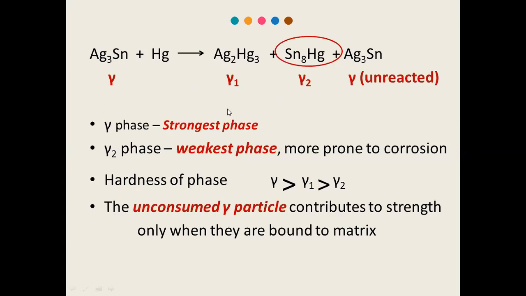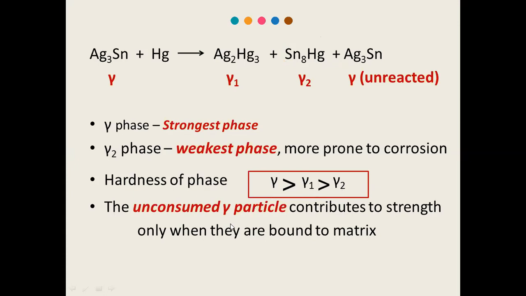If you see the strength of these phases, gamma phase is the strongest phase among gamma, gamma 1 and gamma 2. And gamma 2 phase is the weakest phase, which is more prone to corrosion. When differences are asked between low copper and high copper, this is a very important point, because of the gamma 2 phase, low copper amalgams are more prone to corrosion. Hardness of the phases, depending upon the strength, gamma phase is the strongest, after that is gamma 1, and lastly gamma 2.